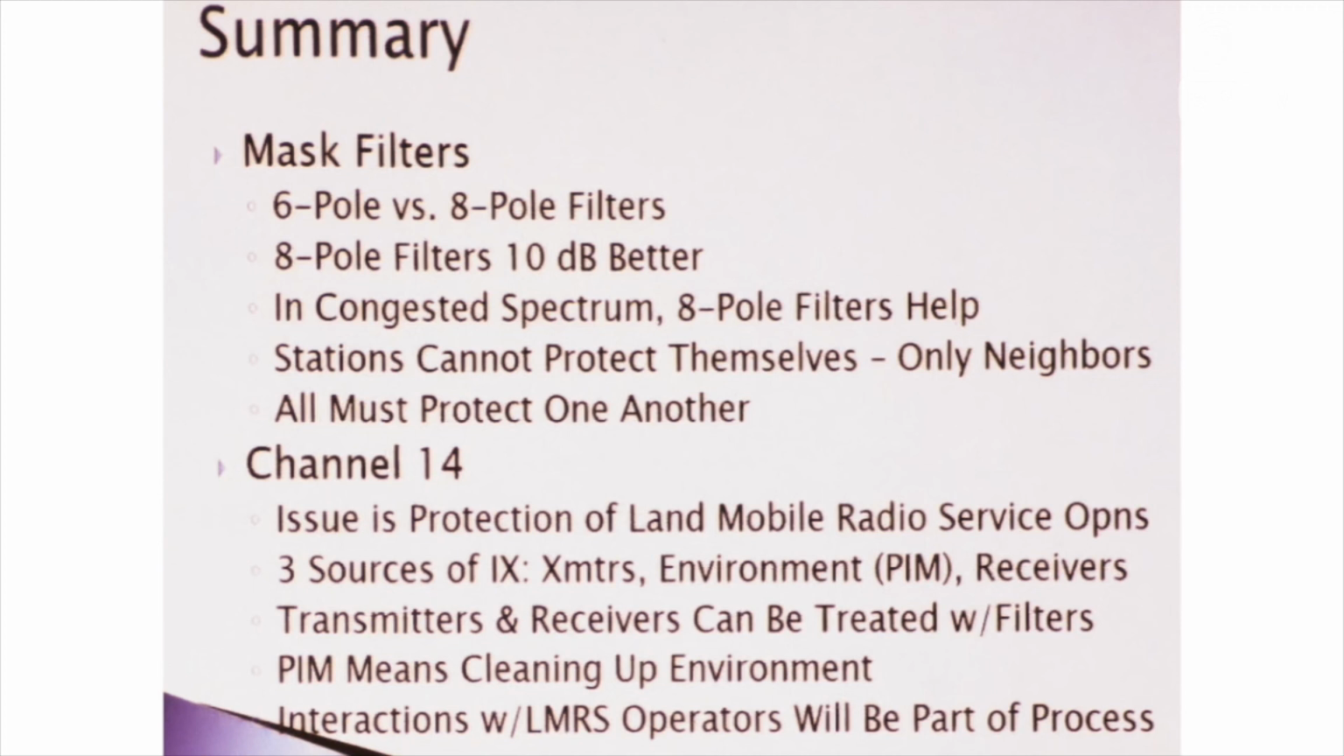So in summary, mask filters, we have 6-pole versus 8-pole. 8-pole filters are 10 dB better. In the congested spectrum, they really help. Stations cannot protect themselves. They can only protect their neighbors. So that means you need to protect your neighbors so that you can then say to your neighbors, be a good neighbor and protect me too. All must protect one another, basically. And you can look at the investment in an 8-pole filter as a one-time purchase of an insurance policy.